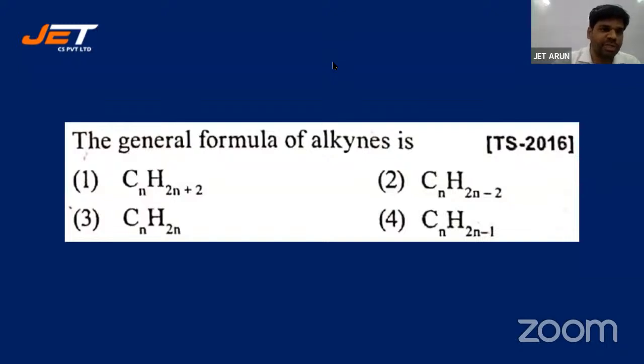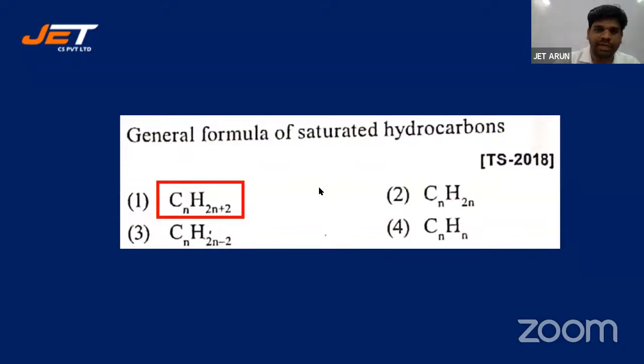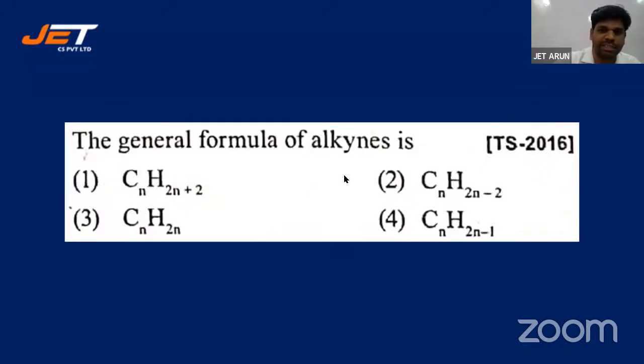Okay, Vaishmini, I got it. See, 2 is for alkenes, 3 is for alkynes. If unsaturated hydrocarbons are asked, he will ask you alkynes or alkenes. Now he asked for alkynes. When alkynes are asked, the option is CnH2n minus 2. When alkenes are asked, it is CnH2n. So it depends on which unsaturated hydrocarbon he is asking.